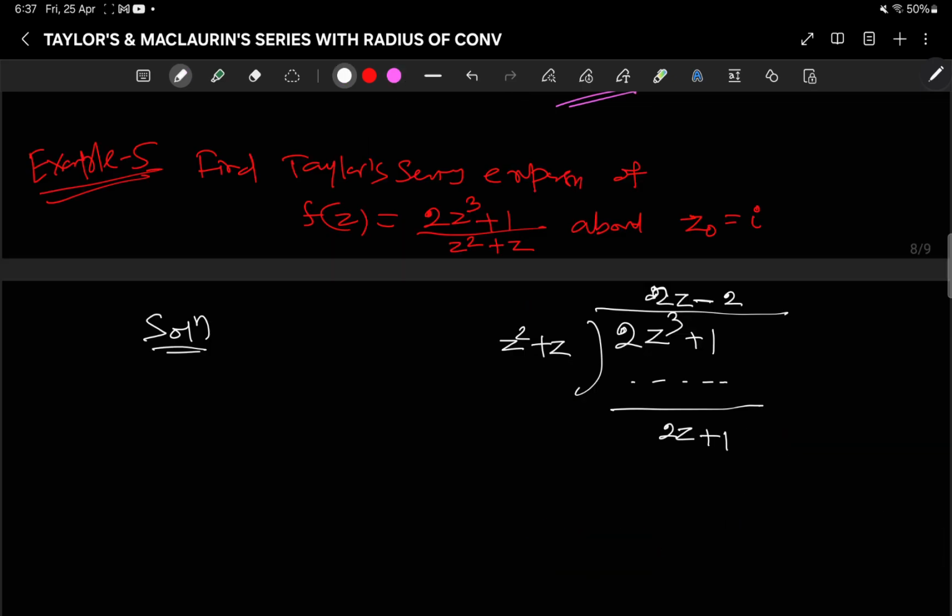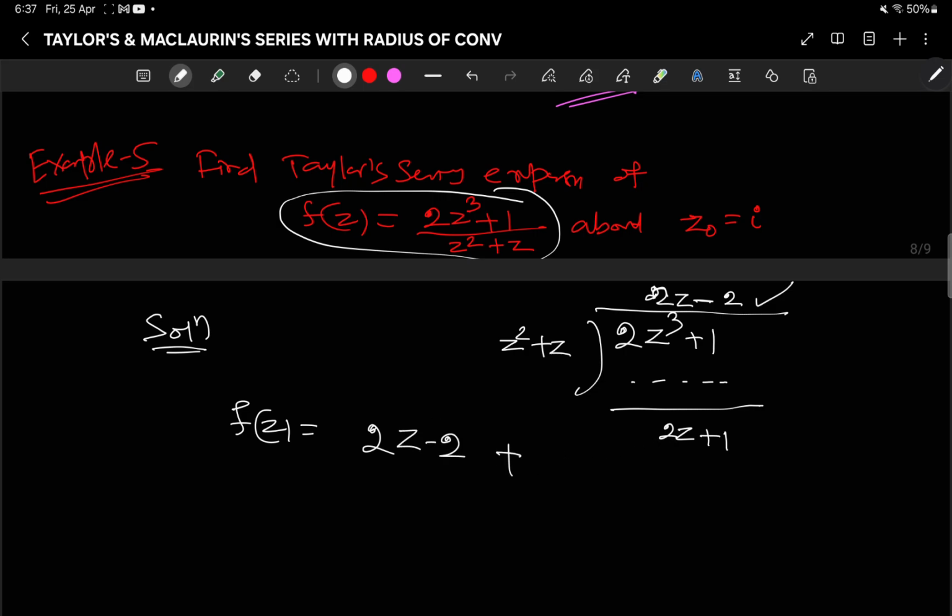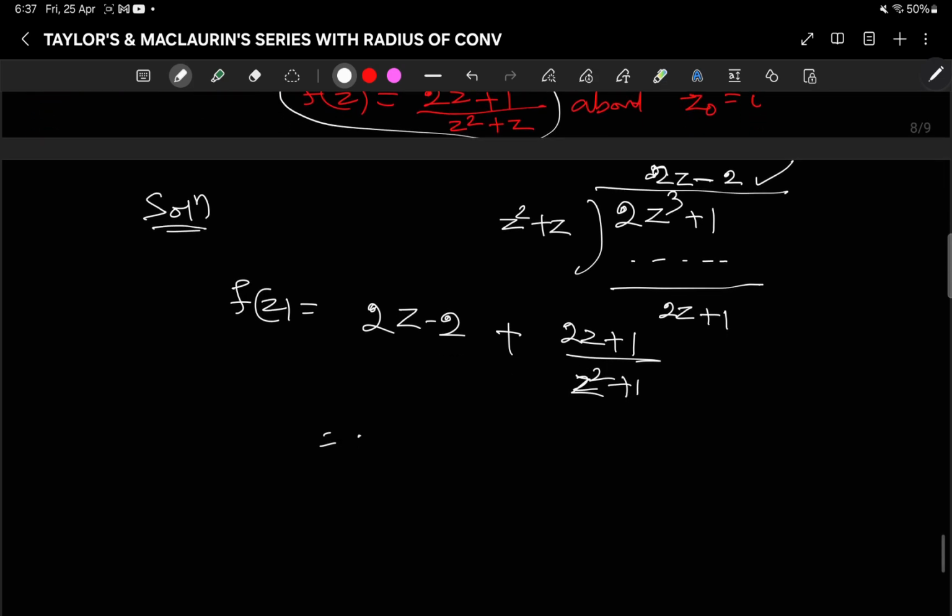Now coming to another important question. If you go on differentiating n times, it is quite difficult here. So I just simplify it. I just divide it. If I divide it, then what will be your f(z)? It is 2z minus 2, and it remains to divide 2z plus 1 by z squared plus 1. Now it is a proper fraction.